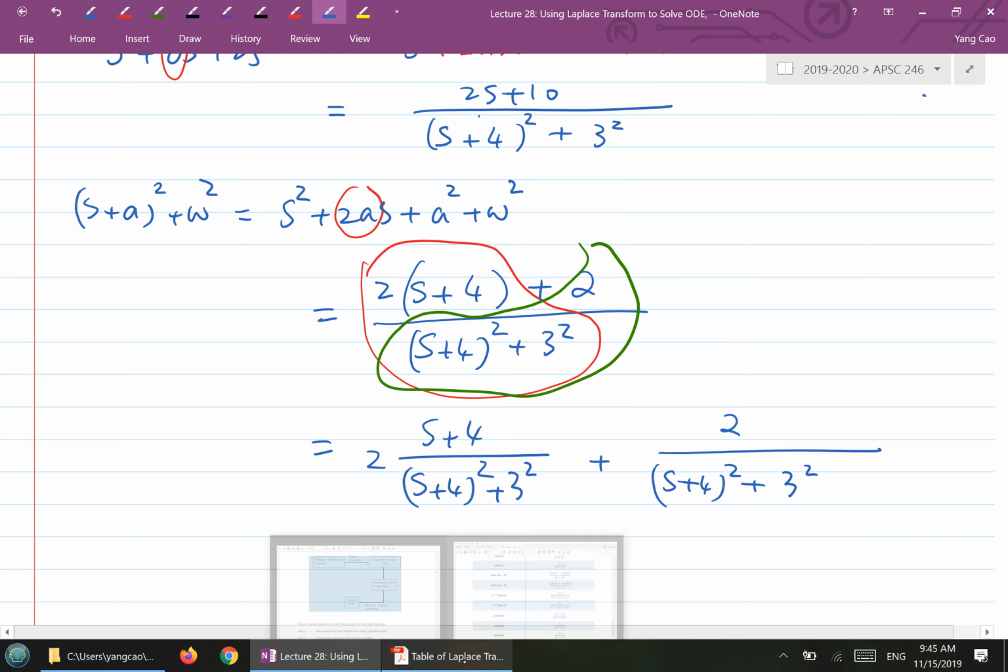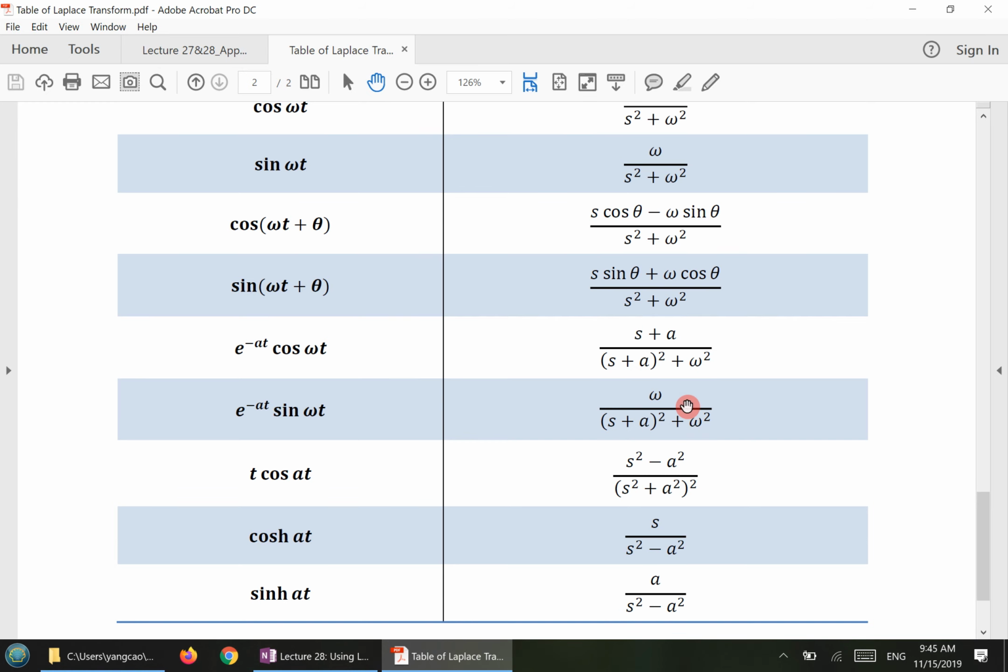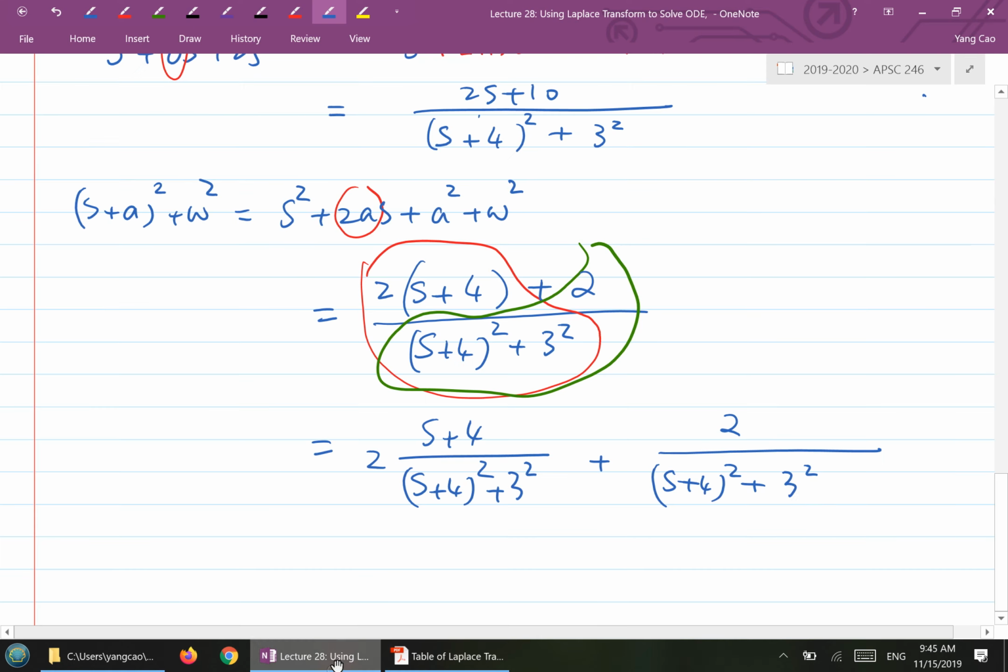If I need to use the Laplace table, especially over here, the numerator needs to be, instead of 2 here, this should be what? This should be the same as here. It should be omega. So the numerator here should be 3 instead of 2. So then what do we need to do? Divide it by 3, right? And you can move the 2 over here.